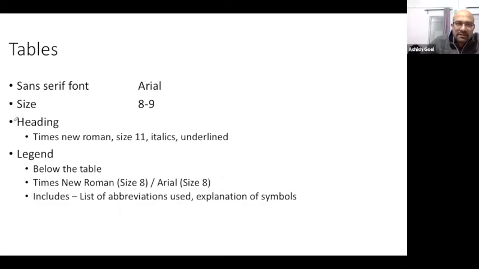There are two important things for every table. These are the heading and the legend. Every table should have a heading, and every table should have a legend. The legend comes below the table, heading comes on top of the table. Generally, I prefer to write my headings in Times New Roman font, italics, underlined, in size 11. You can change or use a different style, but then you should have a uniform pattern of using it across your manuscript.